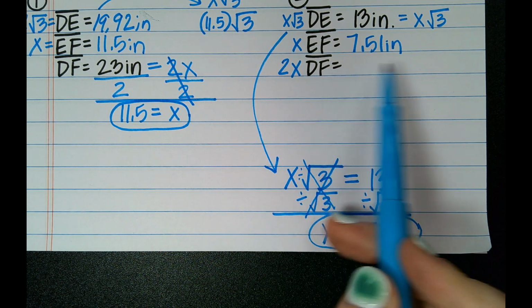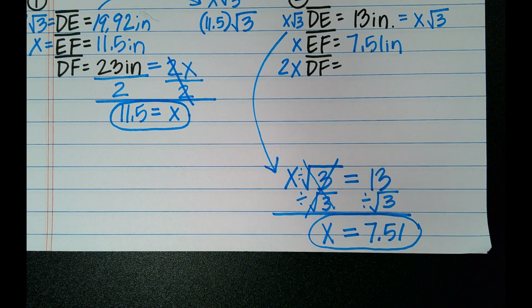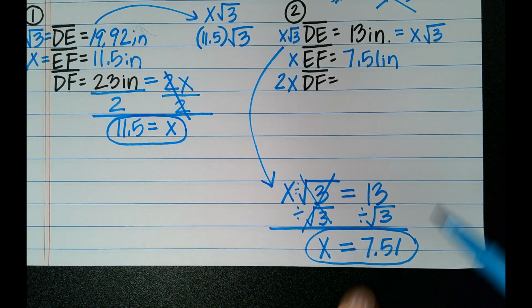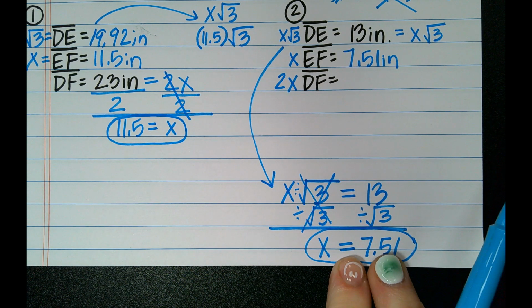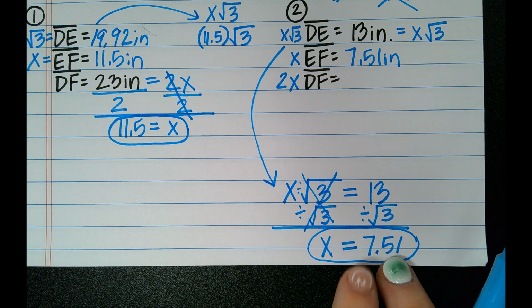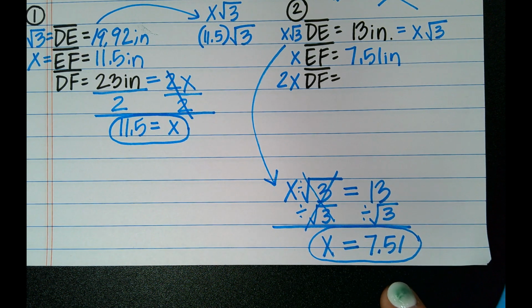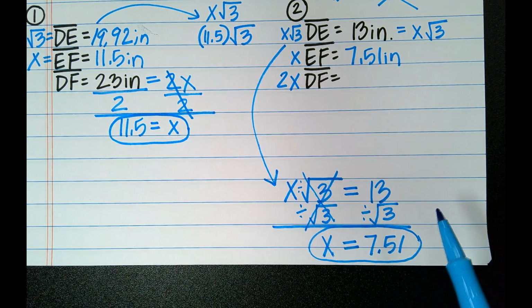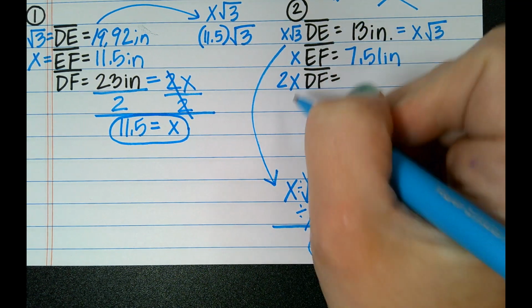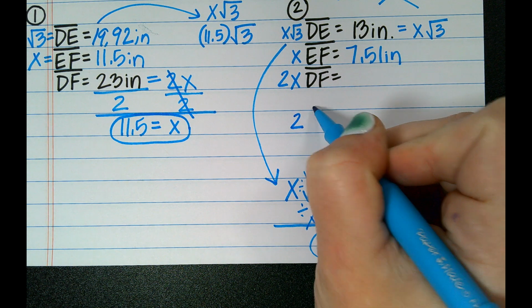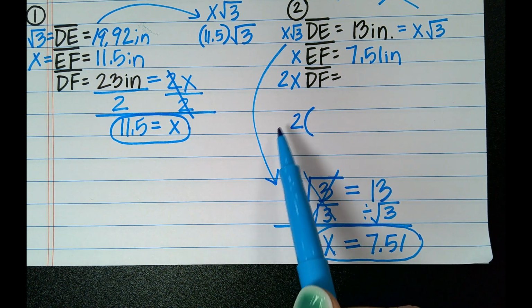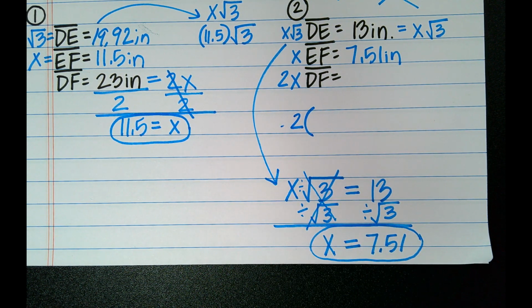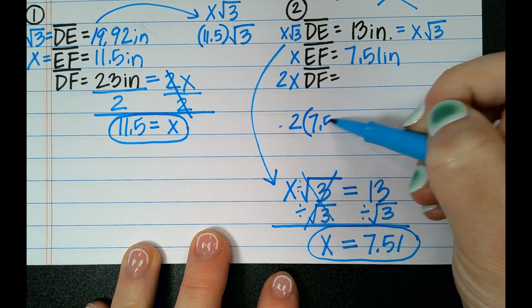2 times 7.51. So this is another part that I think is a little tricky. Once we solve for x, remember, we know what x is now. We do not need to solve for anything else. We're just plugging that in at that point. Once you solve for x, you're just plugging in. So EF is 2x, which means 2 times whatever x is. So instead of 2x, I'm going to write 2 times what? 7.51. 2 times that 7.51.